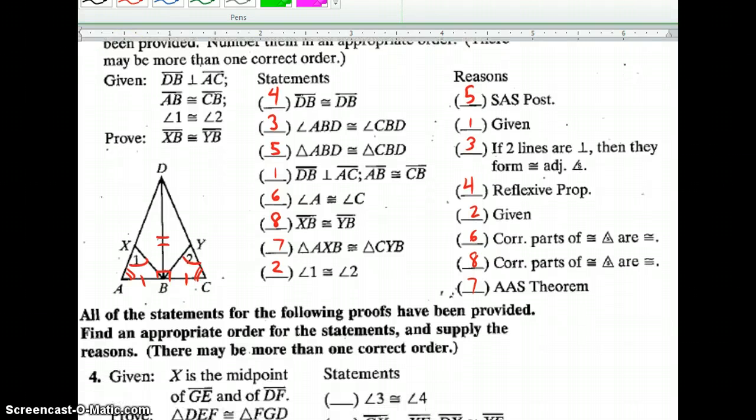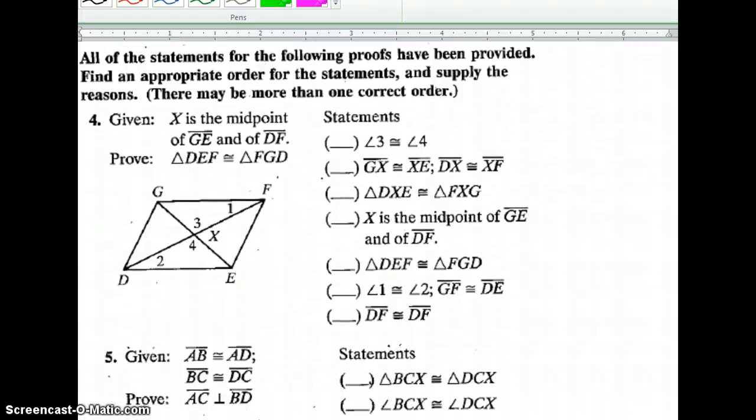Okay, I want to make sure I get done with this video. A 6-part video has just never been heard of before. Okay, put this in order. Given X is the midpoint of blah blah blah. Well, that's only good for, it's the midpoint of both of these, so that's true, and that's true by definition of midpoint.